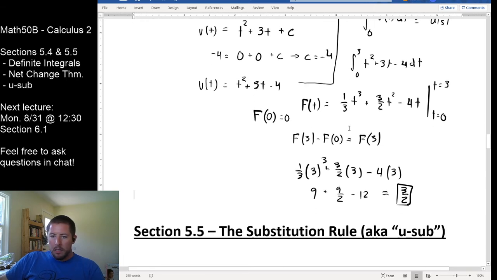Did I do this wrong again? 3 cubed should be 9. 3/2 times 3, 9/2 minus 4 times 3. I think I'm right, right? Oh, I see. Yep, it's squared. Totally. I see what you're saying. Man, I can't do my computation today. Holy cow. That's squared right there. So that should have been 27/2. And okay, now I should just write this out correctly then.